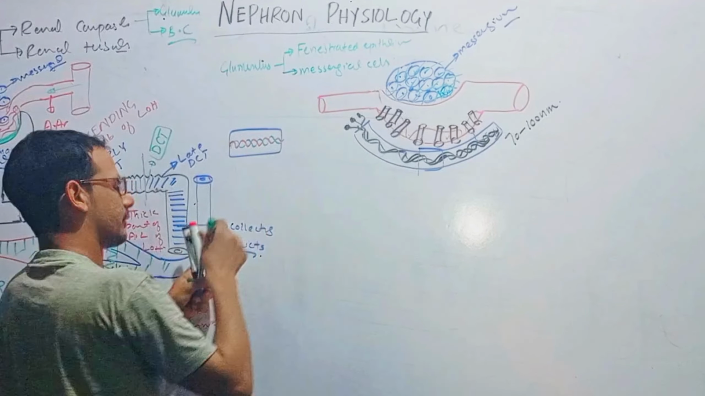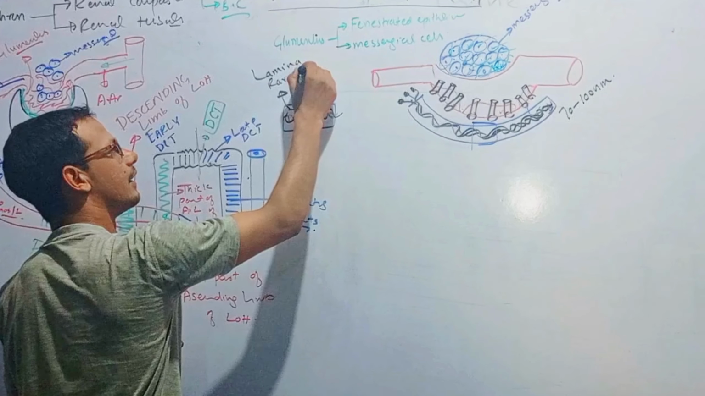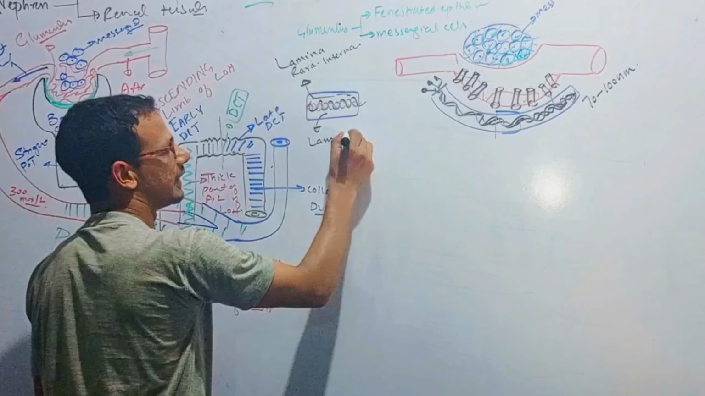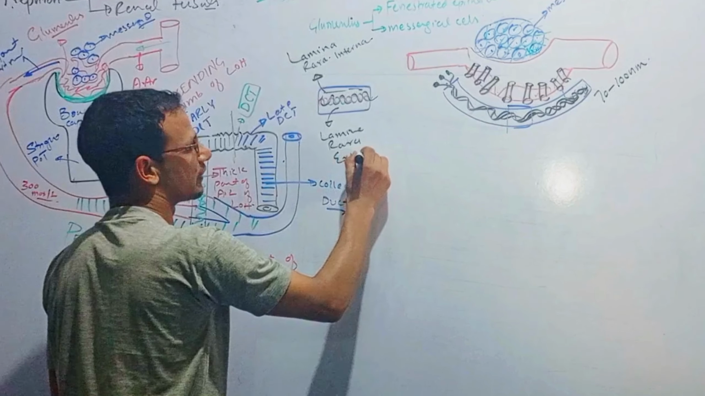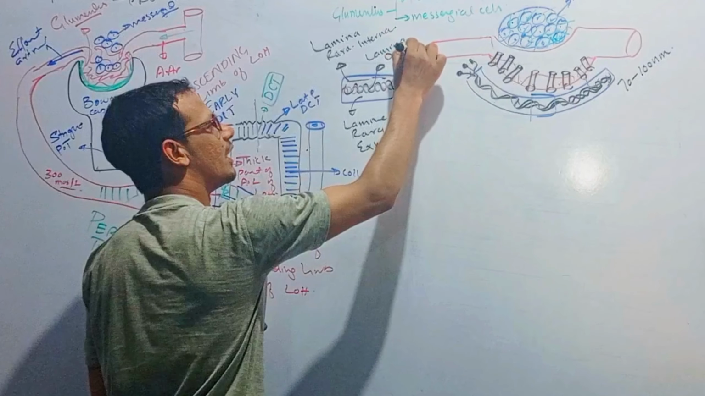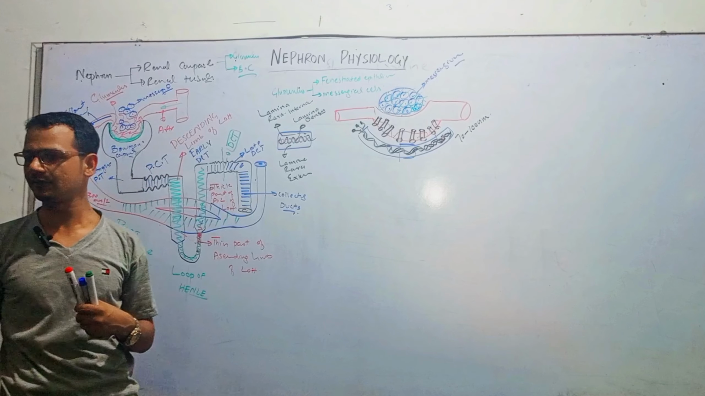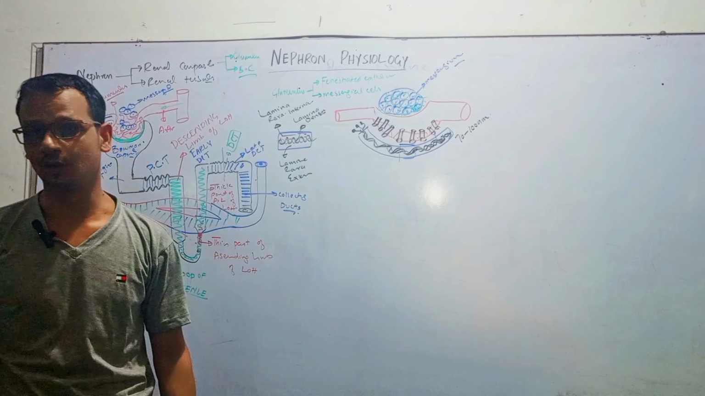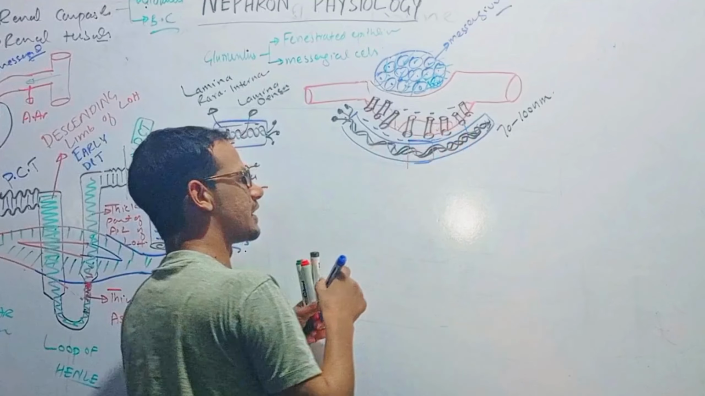Right, this area is called lamina rara interna. This area is called lamina rara externa, and this area is called lamina densa. Why they are important? For filtration. And if we neutralize the charges on the basement membrane, it will cause the hereditary glomerulonephritis, right? And these are the non-collagenous parts of the basement membrane. So this is basement membrane. These cells are negatively charged. This membrane is also negatively charged.